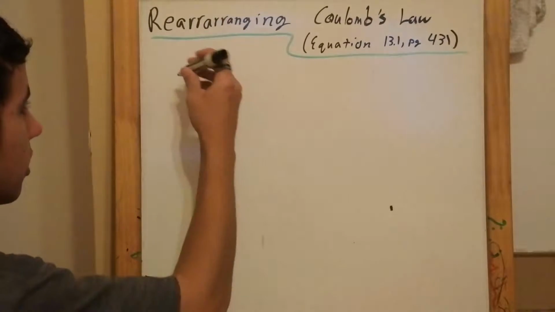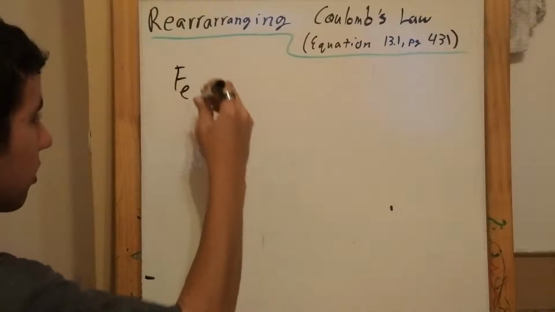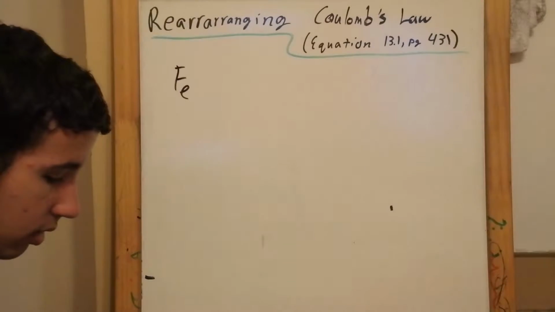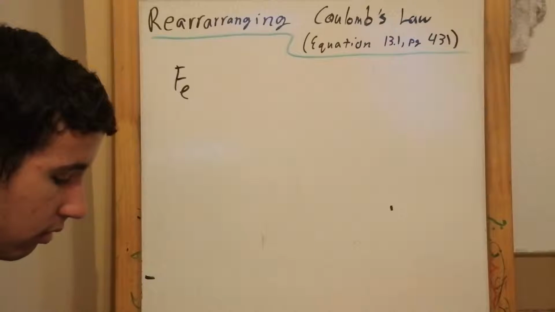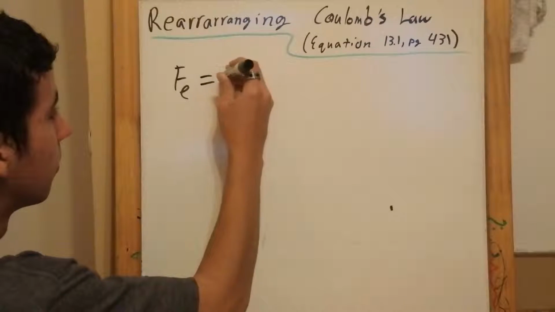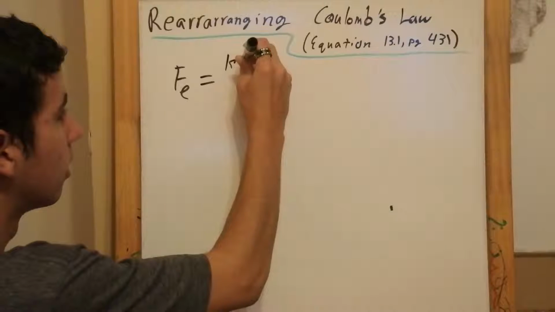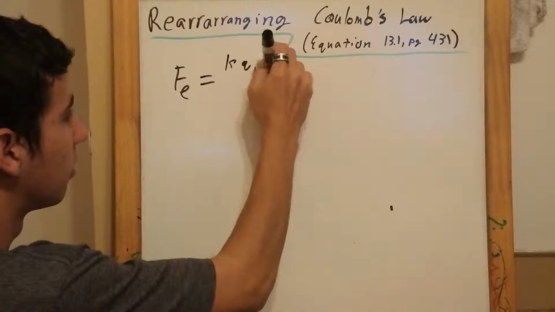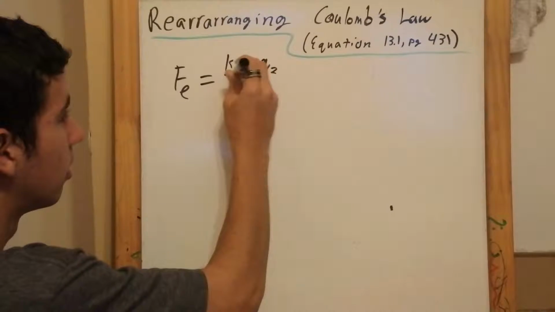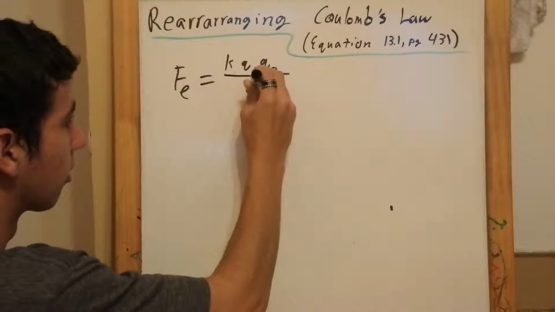So let's get started with the base equation, where the electrostatic force between two objects is equal to K times Q1 times Q2 divided by R squared.